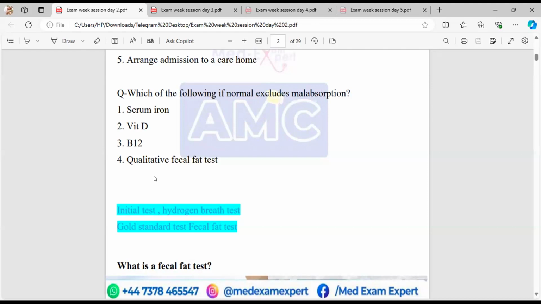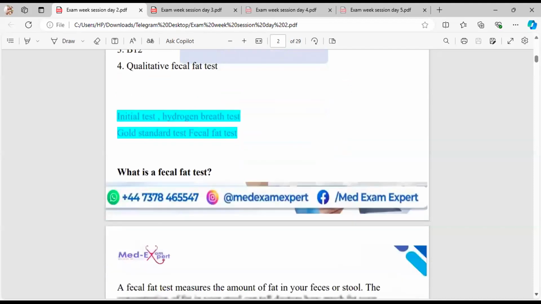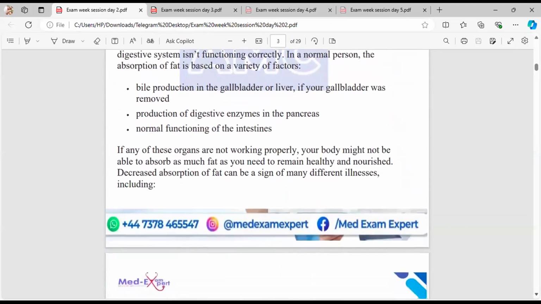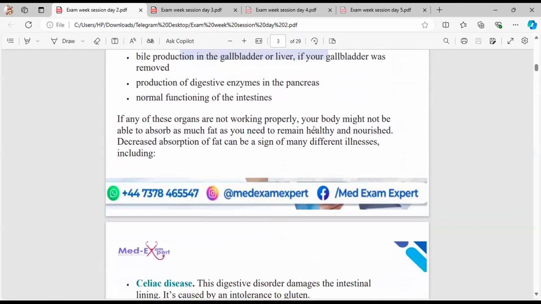But yes, if the fecal fat test, the fat absorption test, comes back normal, then it says that the patient may not have malabsorption. Because as we see in these conditions, if any of these organs are not working properly, your body might not be able to absorb as much fat as you need to remain healthy and nourished.